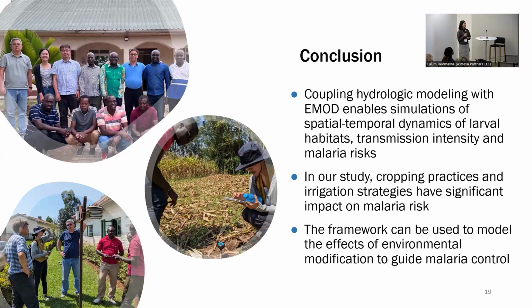In conclusion, we show how hydrologic modeling can be coupled with EMOD to simulate spatial temporal dynamics of larval habitats and malaria transmission. Secondly, we demonstrate the approach through a case study in which we found that both cropping practices and irrigation strategies can affect malaria, but more so the latter. And thirdly, the framework can be especially useful to model environmental modification as part of the larval source management to guide malaria control.